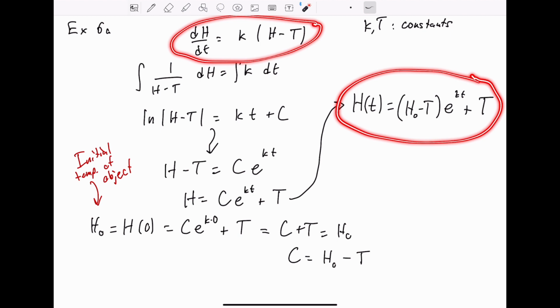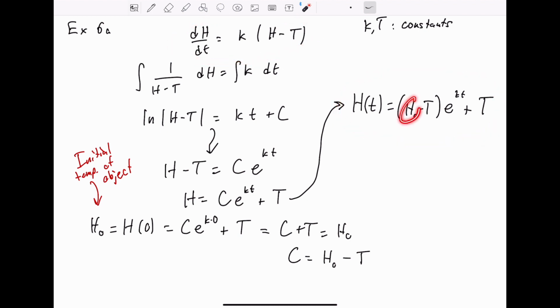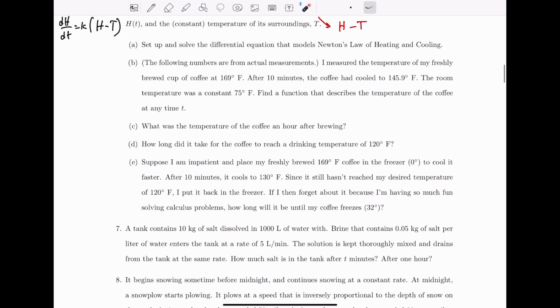Depending on which situation we're talking about, depending on what the initial temperature of the object is and what the room temperature is, we'll get different functions here which will describe the temperature of the object at any time t. So we'll use this equation in the next couple examples. So with this equation in mind, let's look at example 6b.